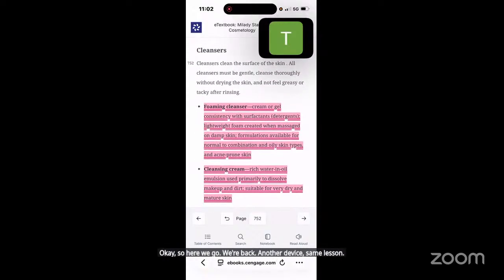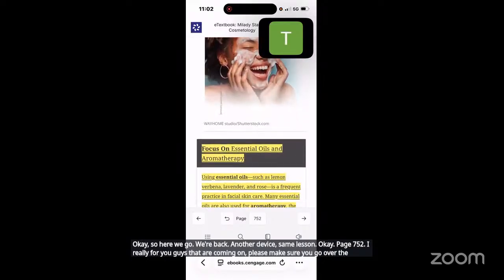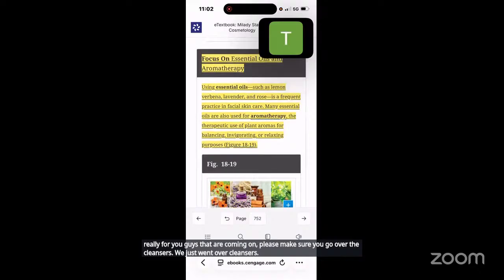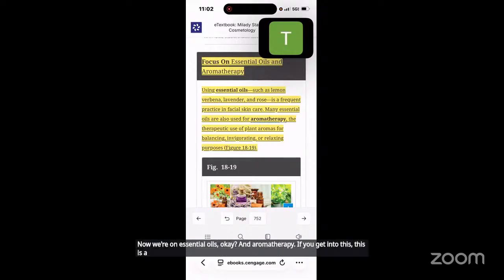Okay. Page 752. For you guys that are coming on, please make sure you go over the cleansers. We just went over cleansers. Now we're on essential oils and aromatherapy. This is a great holistic, organic way of saying, hey, I want to do facials, but you're offering something different.